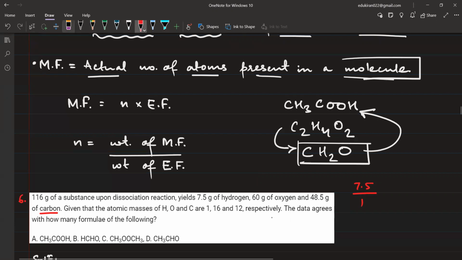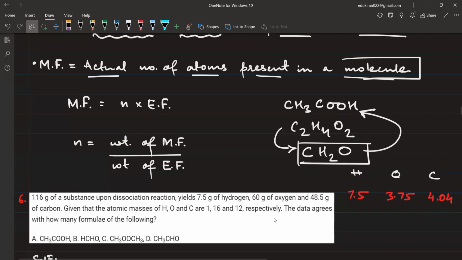Okay. So for hydrogen, oxygen, and carbon, tell me the values that you are getting. For hydrogen you will get 7.5, right? When you divide the mass upon molar mass. What about oxygen? 3.75. What about carbon? 4.04. Anyone remembers what to do next? What do we do after this? From 11th standard? No? Okay, fine.